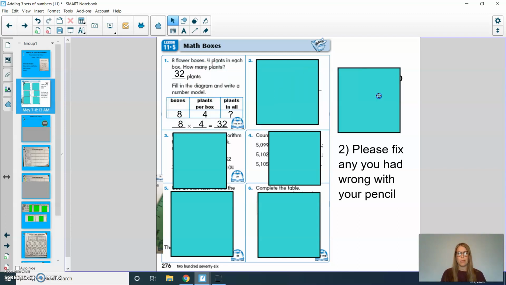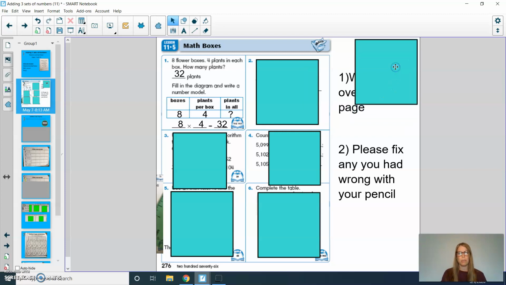If we look at question number 1, 8 flower boxes, 4 plants in each box, how many plants? So I first filled in the diagram. I put my 8 in the boxes category, 4 in the plants per box, and I'm solving for plants in all. When I'm solving 8 times 4, I could have drawn a picture, I could have made an array. I also, when I have times 4, like to think double double. So I know 8 plus 8 is 16, and I know 16 plus 16 is equal to 32, giving me my answer of 32 plants.